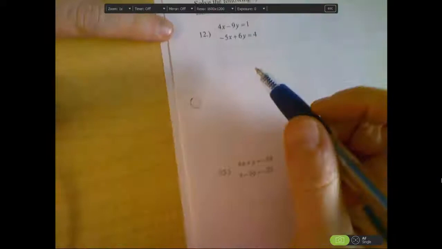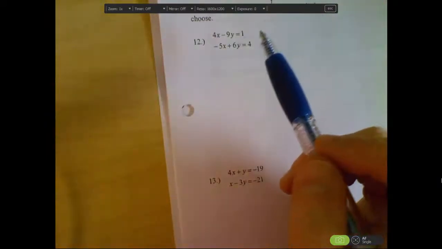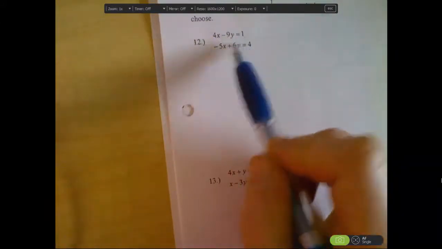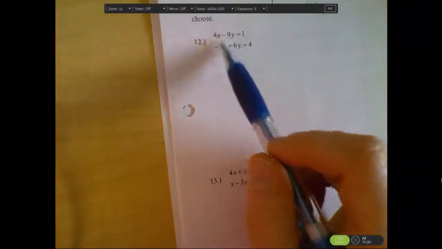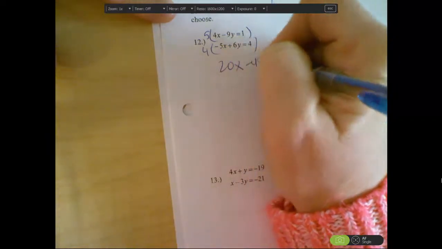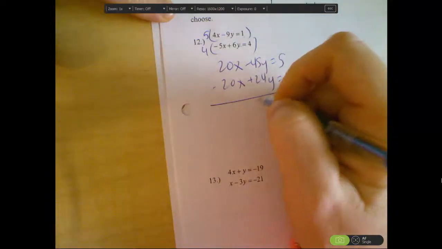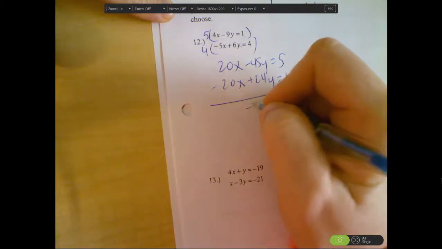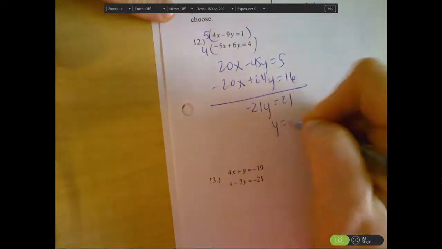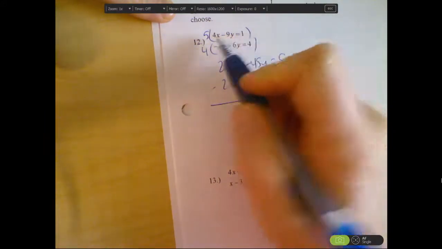Any method? Well, here's what I would think about. I'm not going to do graphing because I would have a y-intercept of 1/9. I'm not going to do substitution because all of them have coefficients other than 1. I'm going to do elimination, and these two already have opposite signs, so I'm going to turn them both into 20. So I have 20x minus 45y equals 5, and negative 20x plus 24y equals 16. Negative 45 plus 24 is negative 21y equals 21. Y equals negative 1. If y is negative 1, that's positive 9, negative 8, negative 2.